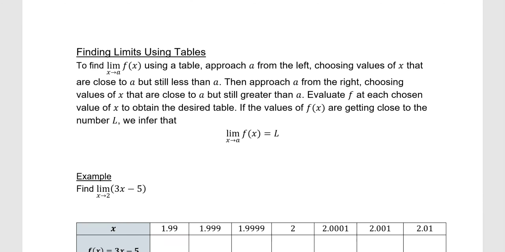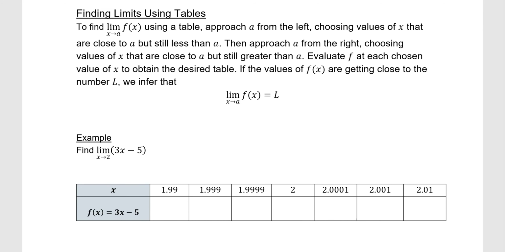And let's go ahead and start by finding limits using tables. In order to do this, we're going to pick values to the left of a. As you can see down here in this example, we have an x value approaching 2. So we pick values to the left of 2 that are getting closer and closer to 2. And then we also pick values that are greater than 2, but getting closer and closer to 2. You can see that these are converging to 2 here in the middle.